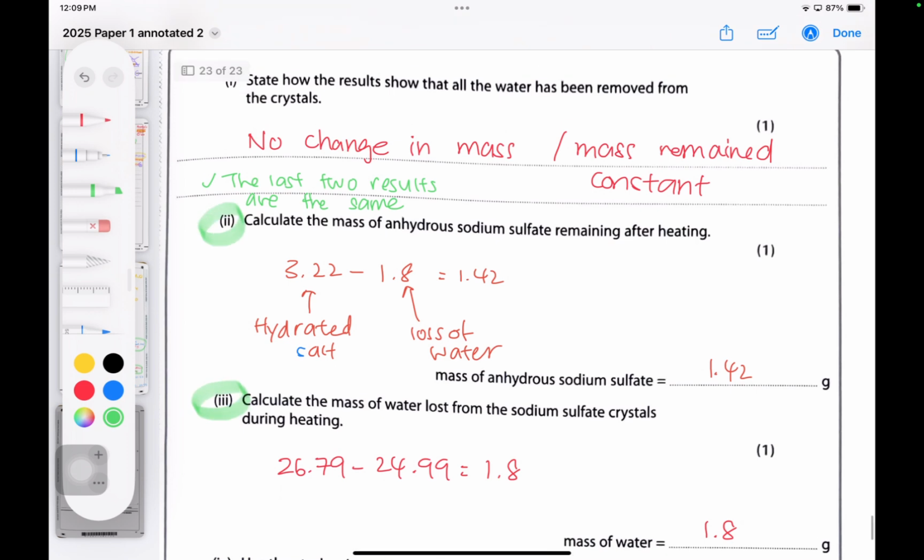Okay, so I am just going to put it there. And again, this is the question. How do we know that all the water has been removed, right? You want to heat until there's no change in mass, or you want to heat until the mass remains constant. Again, this is a practical question.